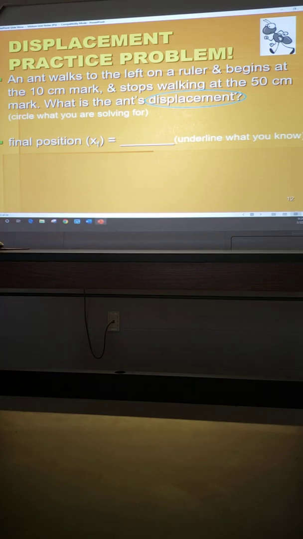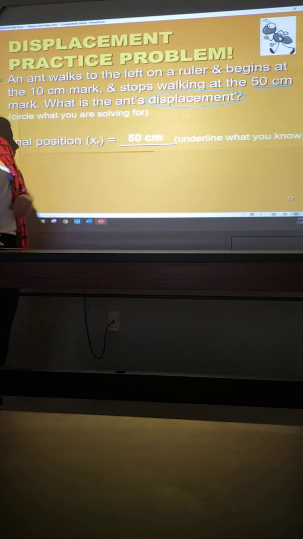All right, so what do you see as the final position, that XF? Where does that ant end? Dylan, what do you see? At the 50-centimeter mark. Okay, so let's underline that. And I'm not sure if you guys need to underline that or if it's already underlined for you. Okay, so 50 centimeters is underlined. And so now I'm going to fill that in here.